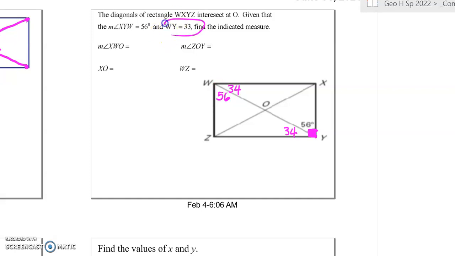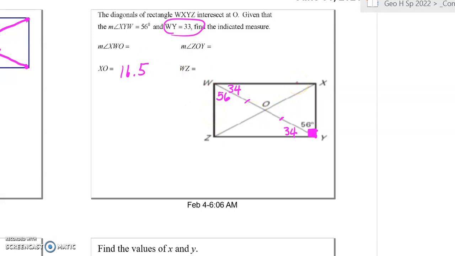I do tell you in this that WY is 33. So if I take 33 and divide by 2, I do know that, for example, XO is 16 and a half. And WZ we're going to talk about as a side in a second.